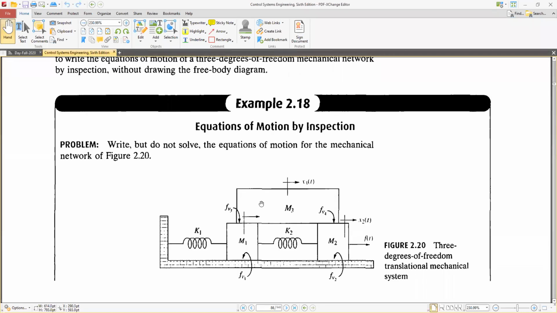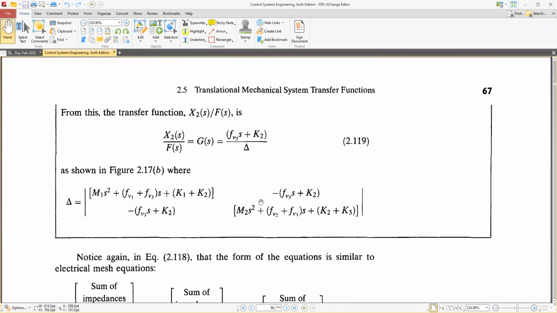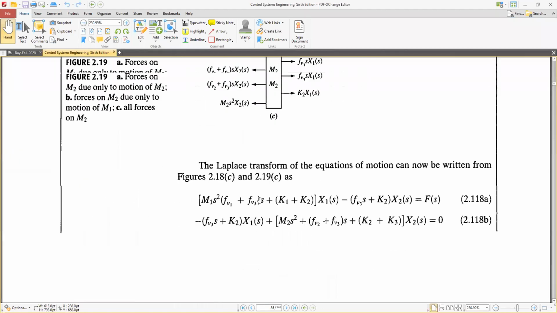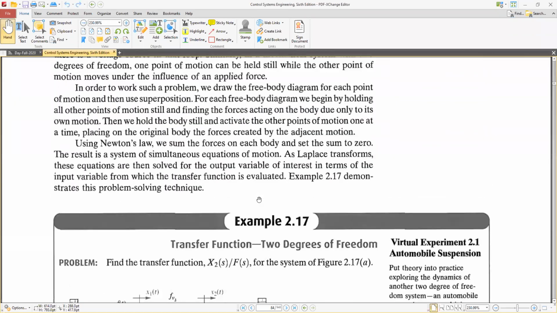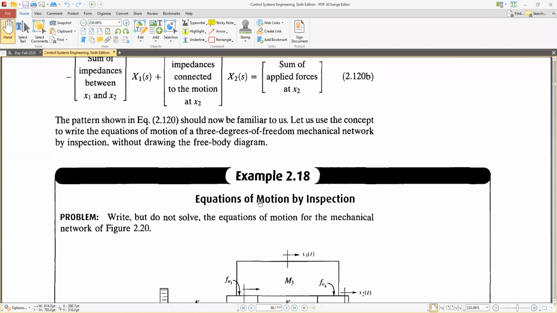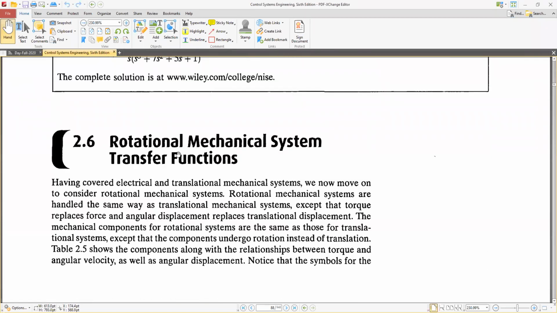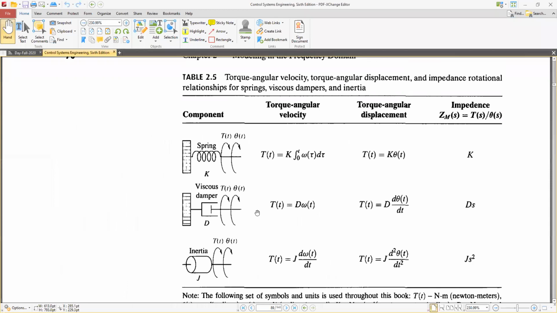Sir, table 2.5 is needed. Which one? 2.5. Table 2.5, yes, up to 2.5 we have completed. Some examples are there. And 2.6 is the rotational mechanical system, but we'll see it later, not today.